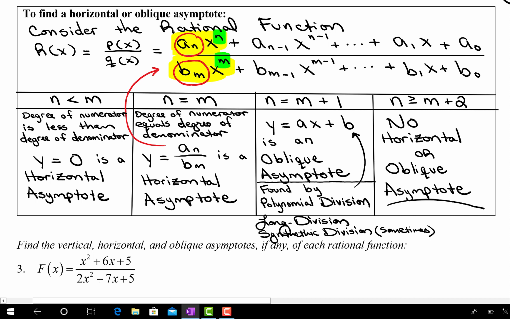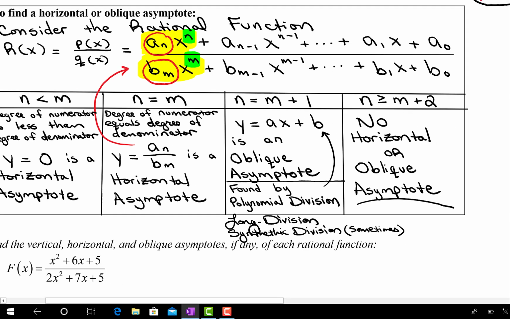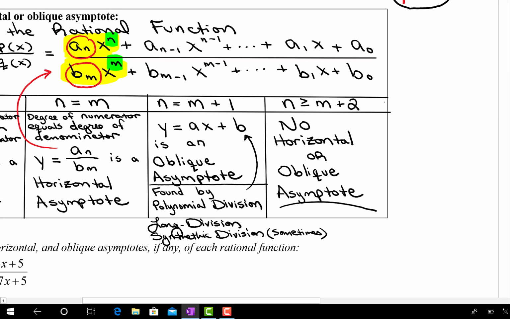Isn't that cool? That's all you have to worry about. Not too much. Not too bad, right? Like I like to say, not too bad. So just go ahead and memorize these 4 cases. Draw a poster of this, put it up on your wall, in your room, and it won't be too bad.